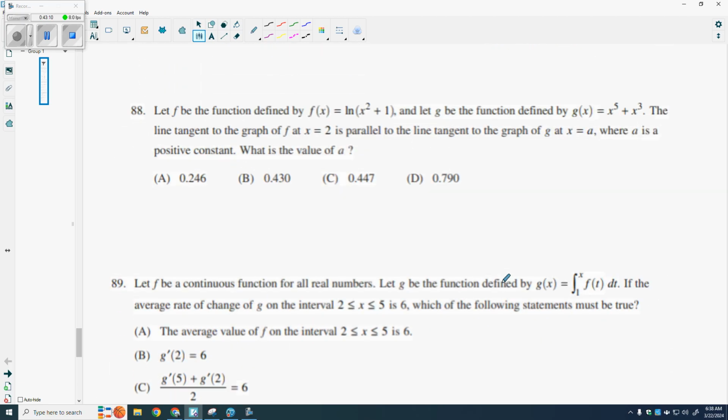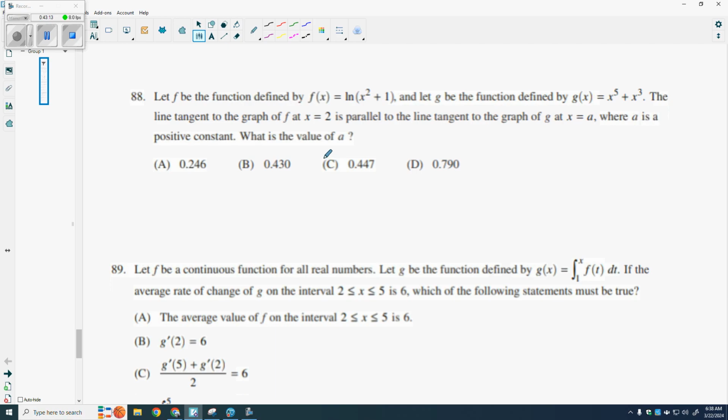Question 88. F is a function defined by that. Let G be the function defined by that. The line tangent to the graph of F at 2 is parallel to the line tangent to the graph of G at A. Where is A? So, parallel. What is true about two parallel lines? They have the same slope, right? So I want to find the derivative of F. I want to find the derivative of G. The line tangent to the graph of F at x equals 2 is parallel to the line tangent to the graph of G at x equals A.